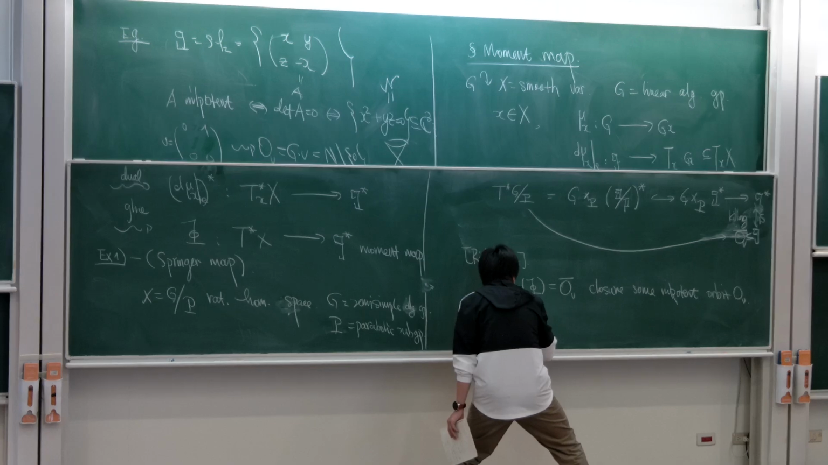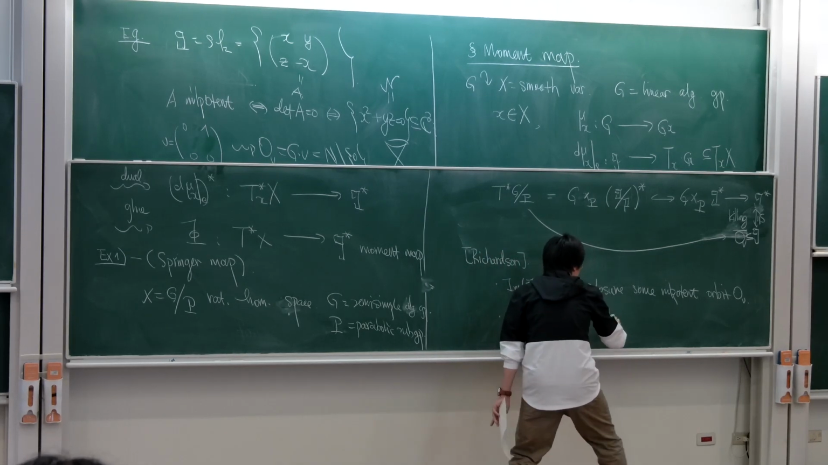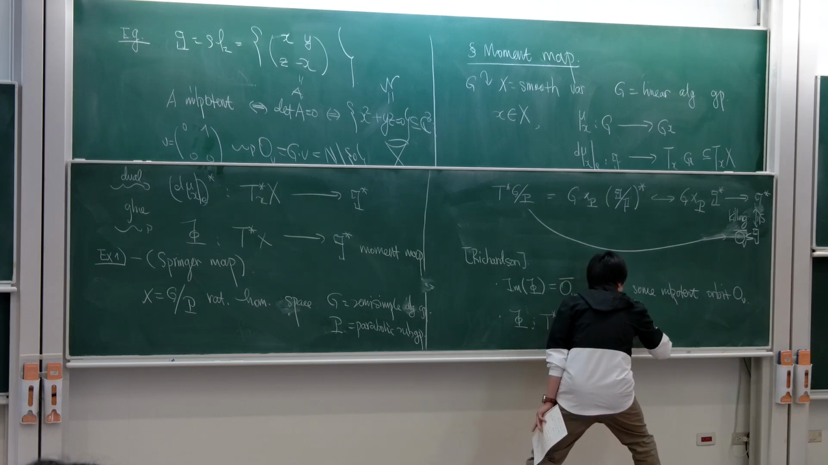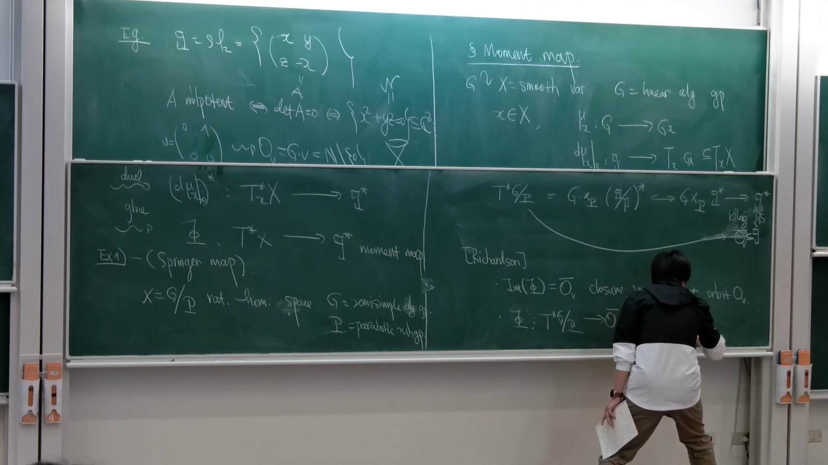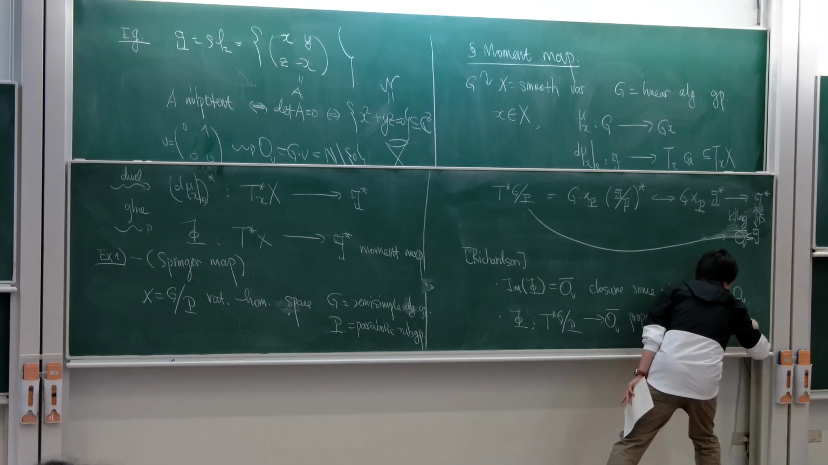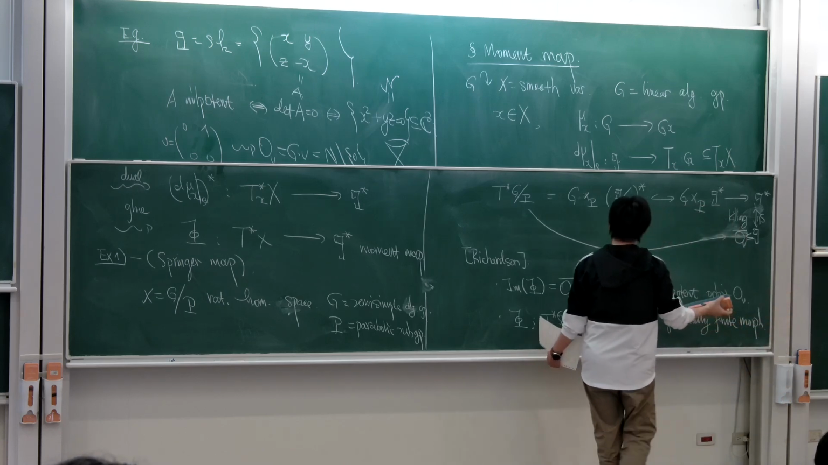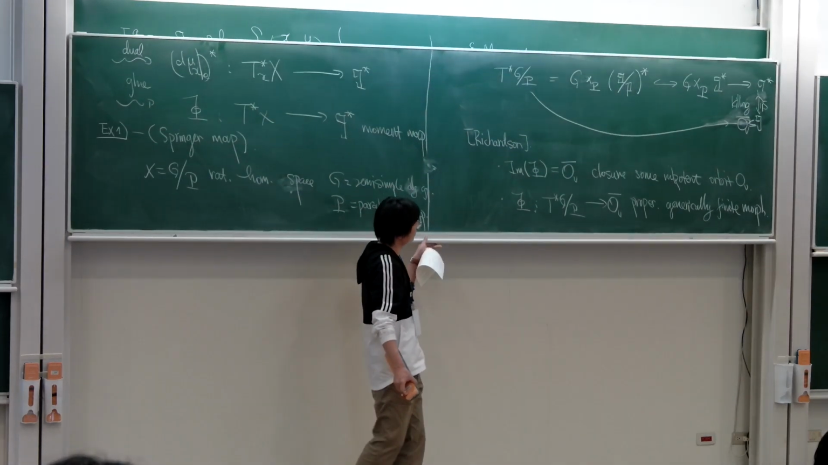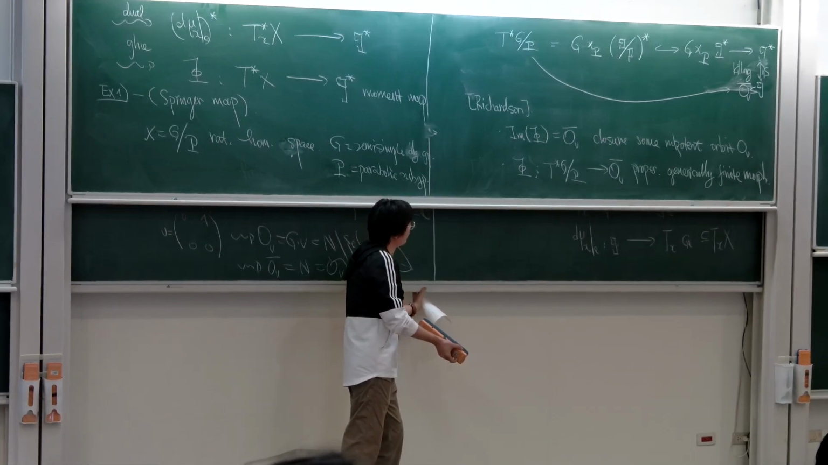This map from the cotangent bundle of G over P to this image is in fact a proper, generically finite morphism. So now, since this is a proper map, you can take the standard factorization of this map.